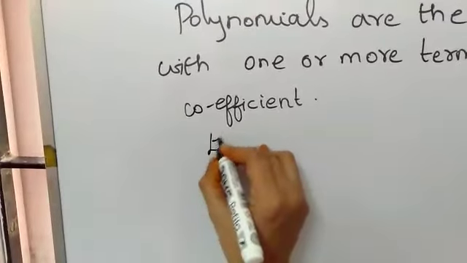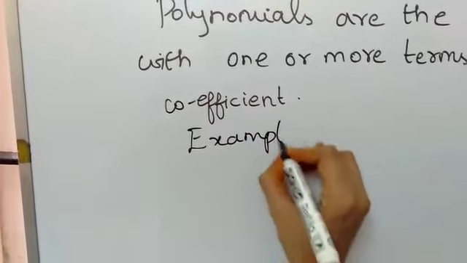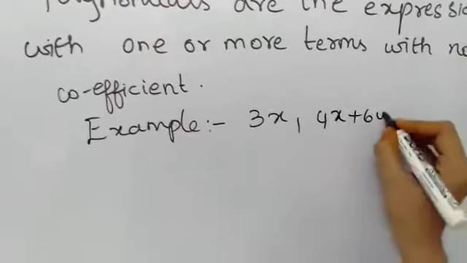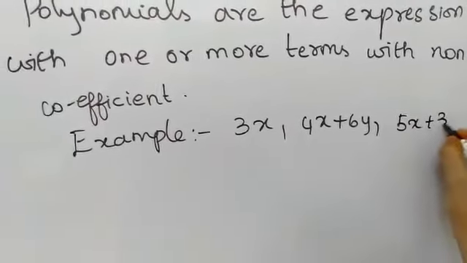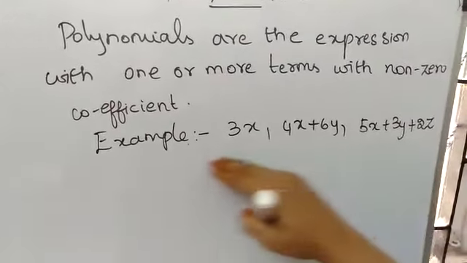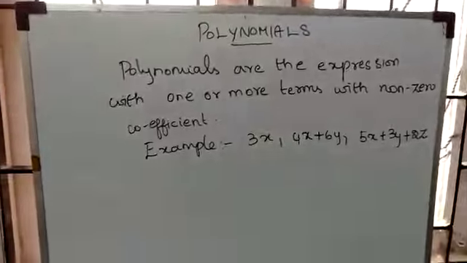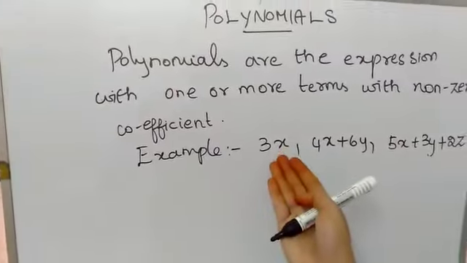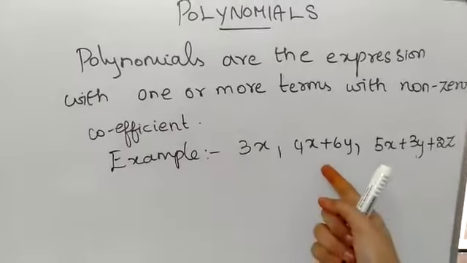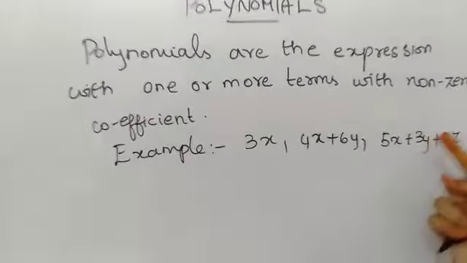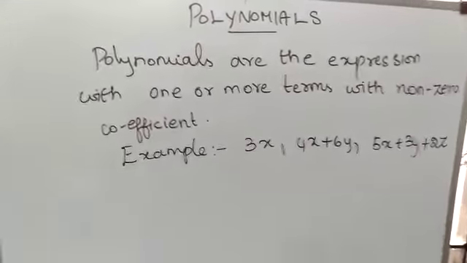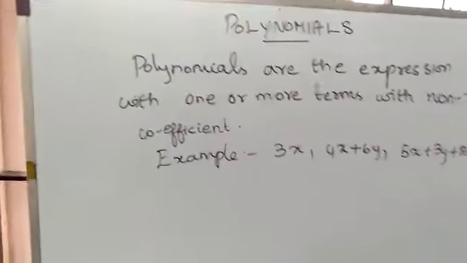Now let us look into an example of a polynomial: 3x, 4x plus 6y, or 5x plus 3y plus 2z. These are the examples of polynomials. So 3x is a polynomial with a single term. 4x plus 6y is a polynomial with two terms. 5x plus 3y plus 2z is a polynomial with three terms. So these are the examples of polynomials.